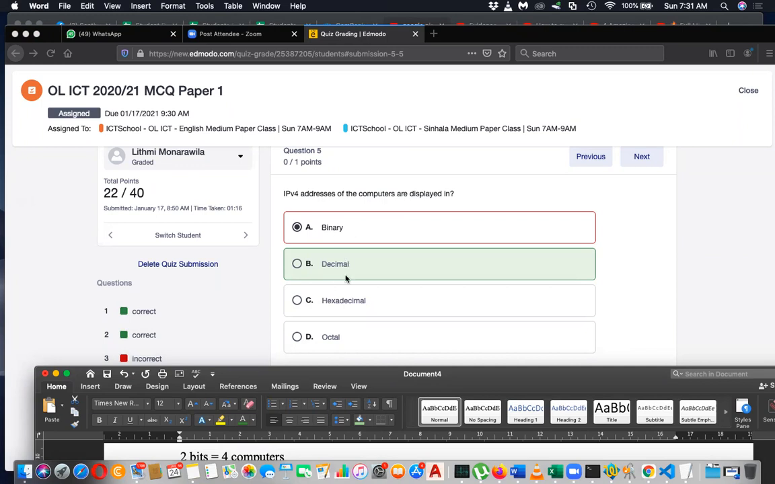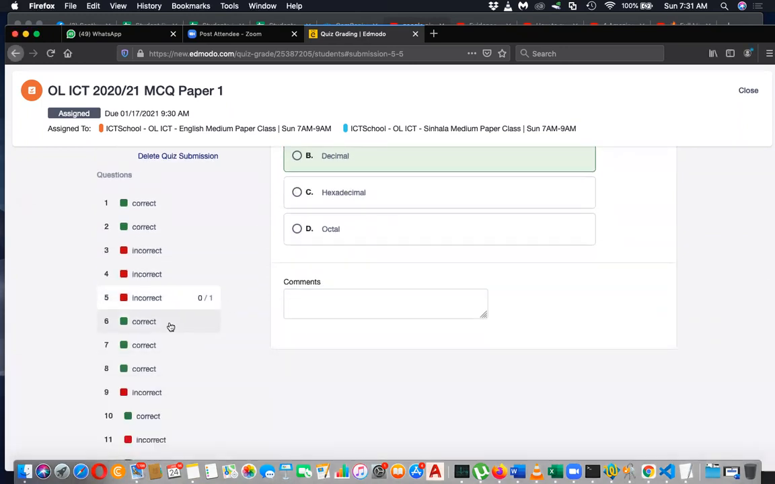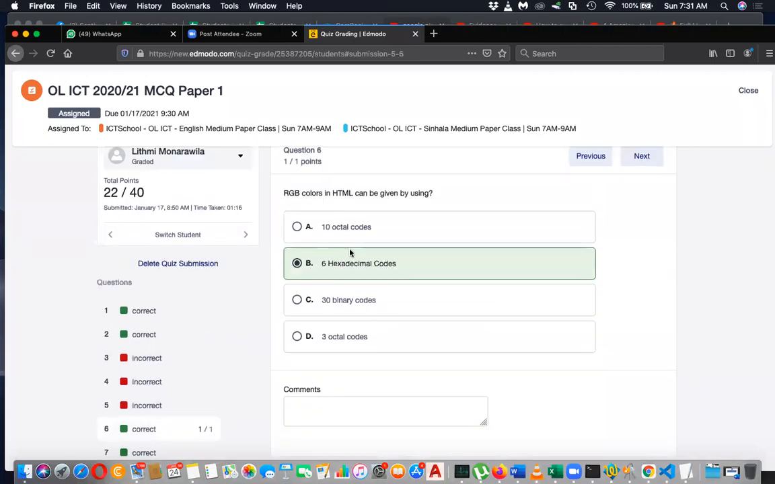It's in decimal. Calculated in binary, displayed in decimal. So you have to mark this. Next one. Sixth.